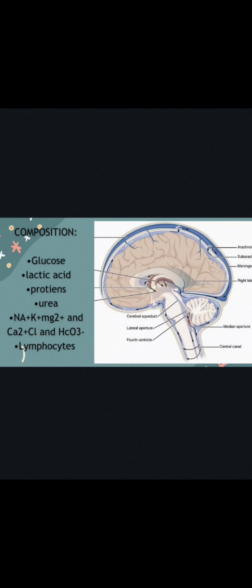It contains glucose, protein, and non-protein substances like urea and lactic acid. It also contains positively charged ions like sodium, potassium, magnesium, calcium, and phosphorus. And it contains negatively charged ions like chloride and bicarbonate. An important thing to note is that cerebrospinal fluid also contains lymphocytes for additional protection.